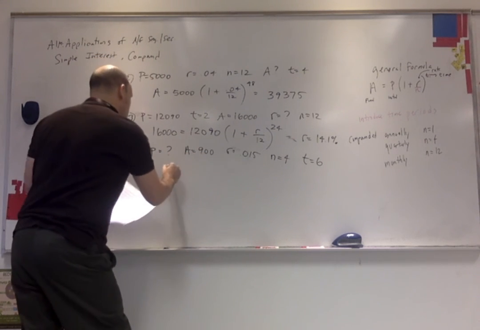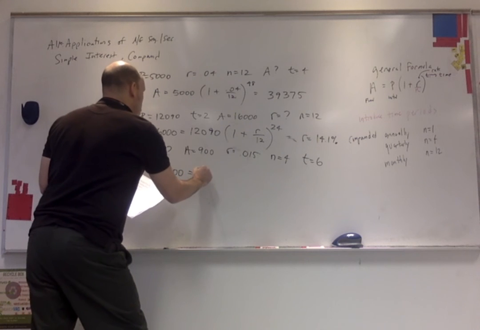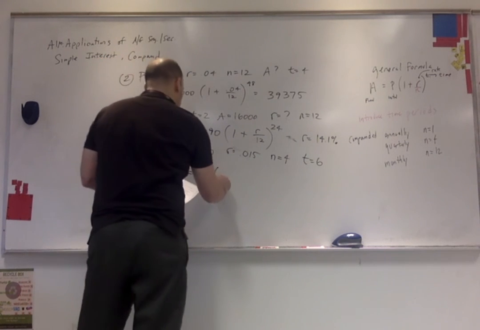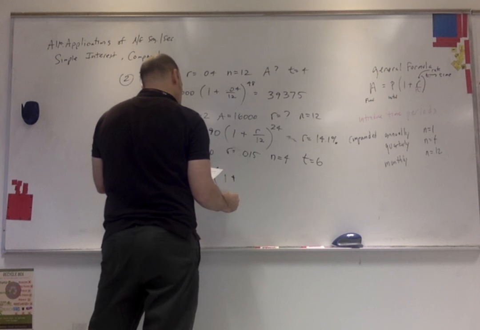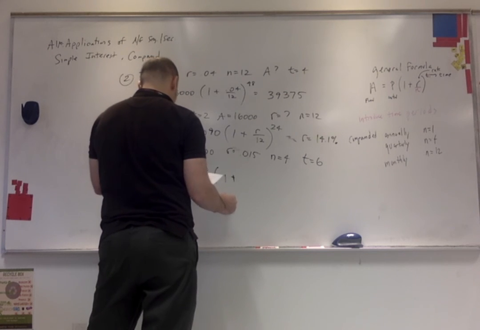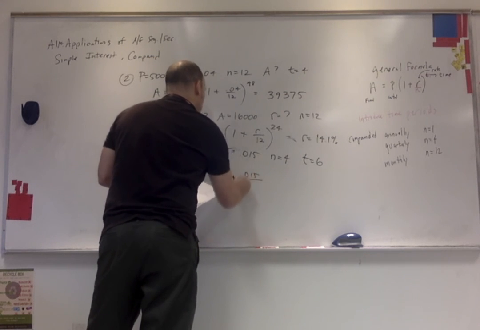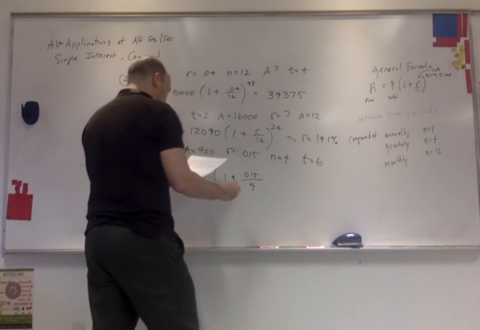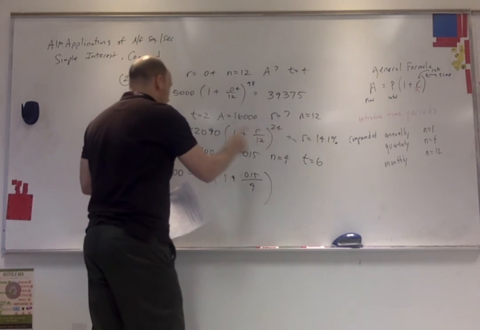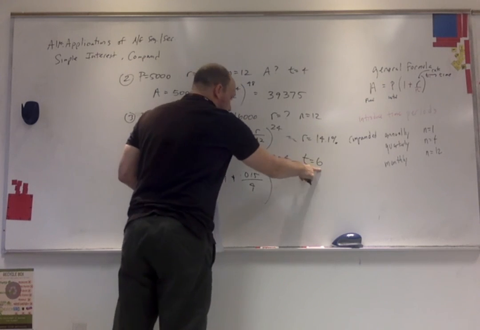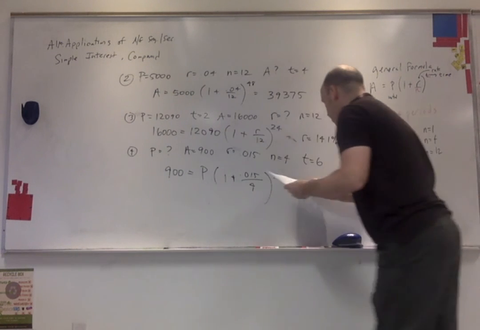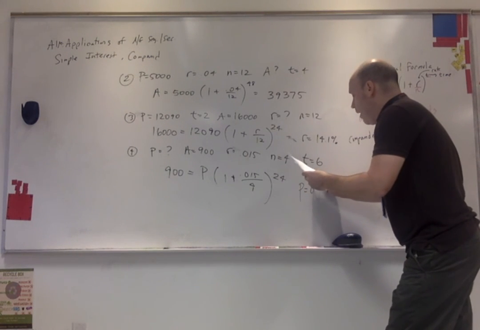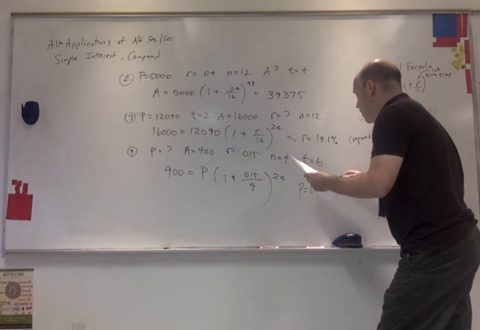Let's put this together. 900 is equal to P, open parentheses, 1 plus 0.15 over 4, because it's quarterly, right? Raised, so let's see, it happens 4 times a year, 6 times is 24. Final answer, P, the original amount was $822.68.